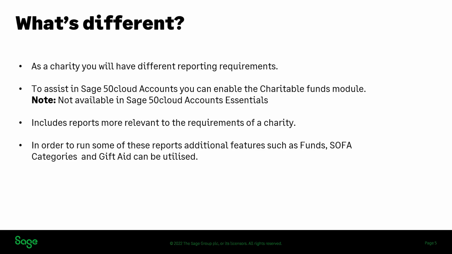Obviously, the charitable funds option is there to help you with your reporting requirements. It's going to include a number of reports and a number of options which we're going to run through today. And to run some of those reports, you're going to need to use features such as the funds option, the SOFA categories, and Gift Aid. Gift Aid, as I mentioned, we're going to cover in the Part 2 session.